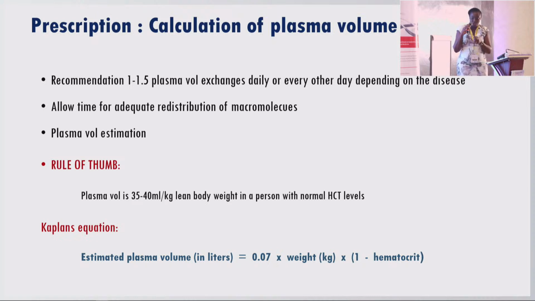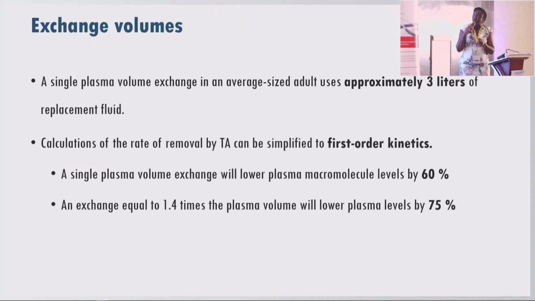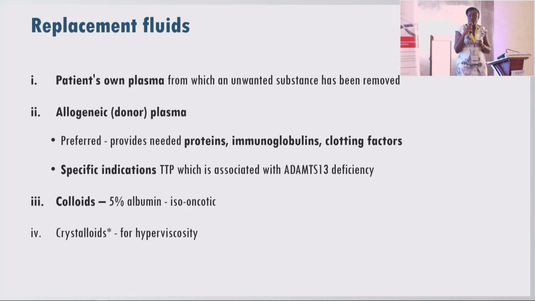And you can also use Kaplan's equation. We know that for the volume, we use first order kinetics to estimate how much of the product can be removed during plasmapheresis. The different replacement fluids, as I had mentioned, can be the patient's own plasma, donor plasma. You can use colloids, which is what we typically use, 5% albumin, which is isooncotic, and crystalloids.